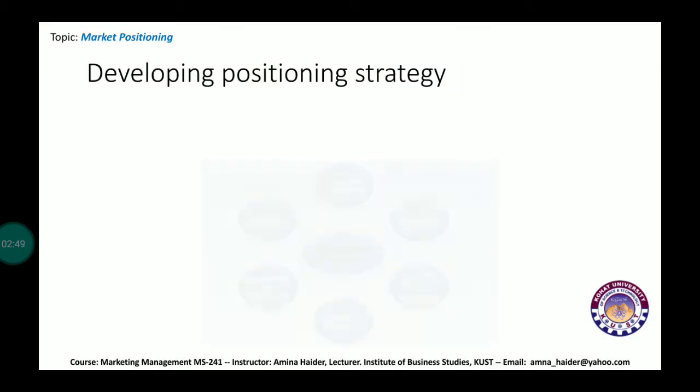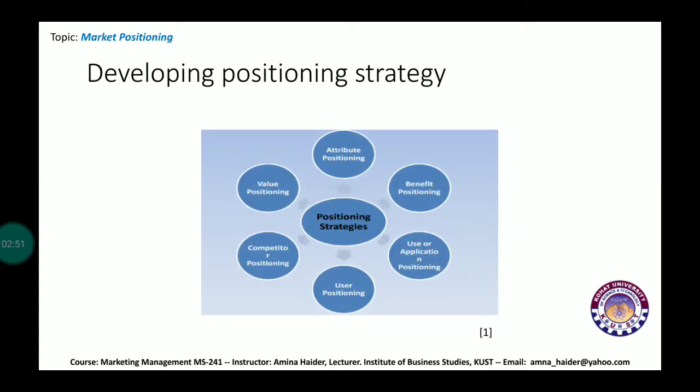Developing positioning strategy. To develop a better positioning strategy for a business, they need to focus on certain factors. That includes the attribute positioning, the benefit positioning, use or application positioning, user positioning, competitor positioning, value positioning. We will discuss all these features one by one. So we start with attribute positioning.